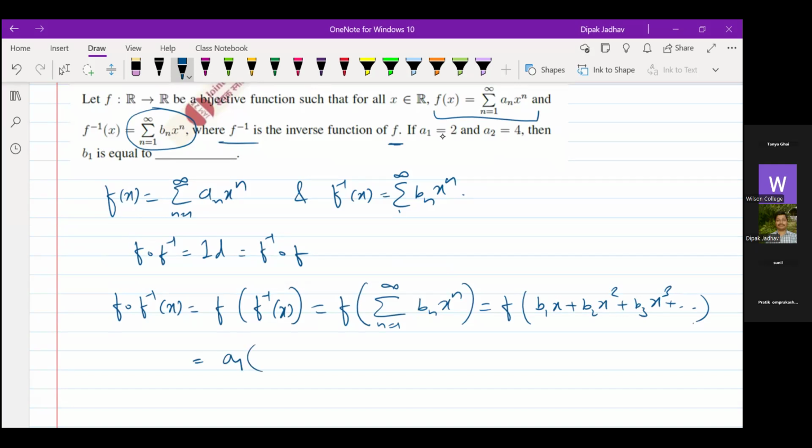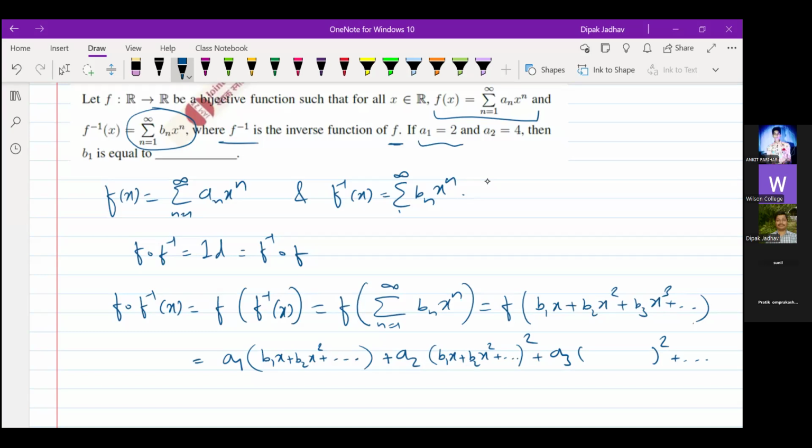a1 times this bracket, b1x plus b2x square, plus a2 times this bracket squared, b1x plus b2x square, plus a3 times this bracket cubed, and so on. This is what you're going to get. Is it okay?